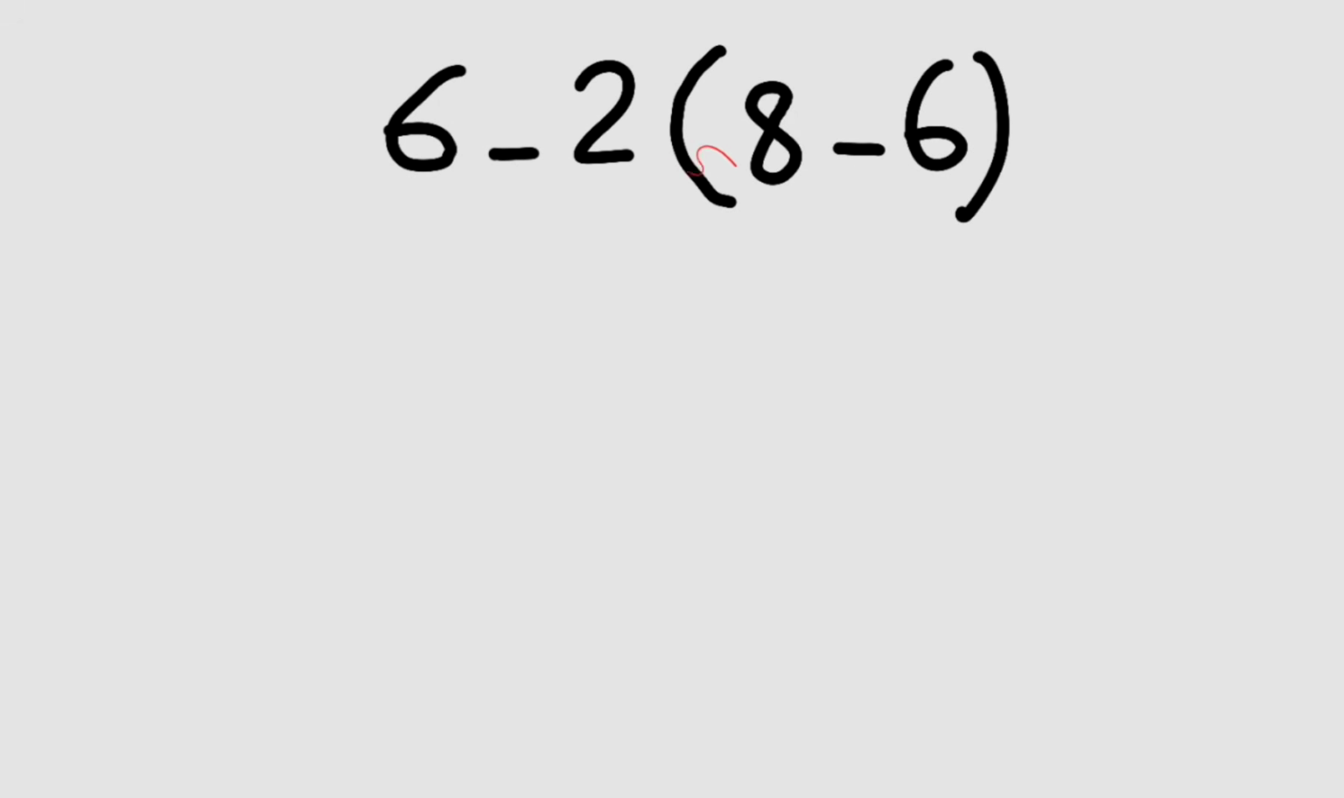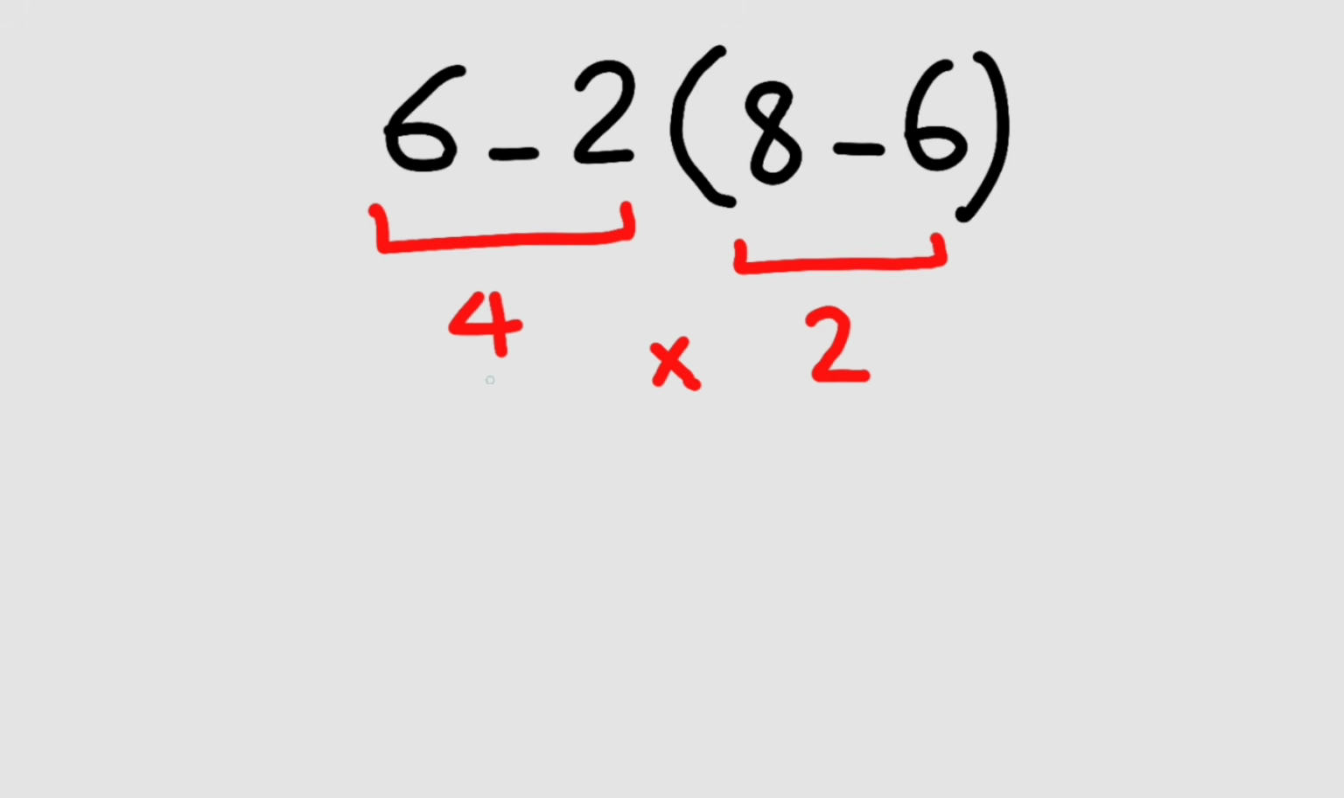6 minus 2 times (8 minus 6) in parentheses. So 6 minus 2 gives us 4, and 8 minus 6 gives us 2. Now 2 times 4 gives us 8. But this answer is not correct.